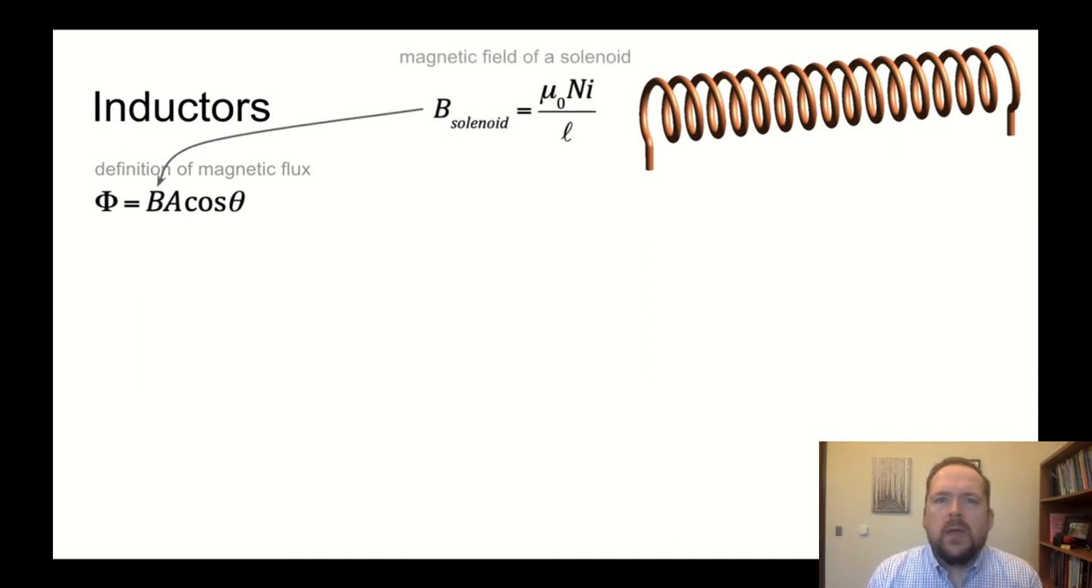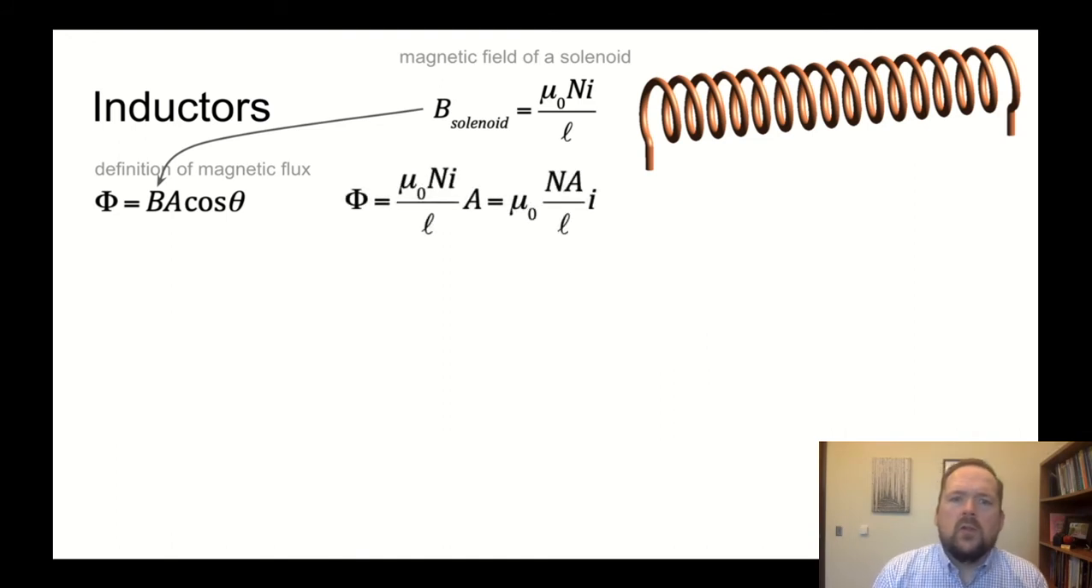Well, we have the magnetic field of a solenoid from a previous discussion. So if I'm talking about a long coil, that's the geometry of a solenoid. So I'm going to replace the magnetic field in this expression with how we calculate the magnetic field of a solenoid: mu zero, the permeability constant, times the number of turns times the current divided by the length of that solenoid.